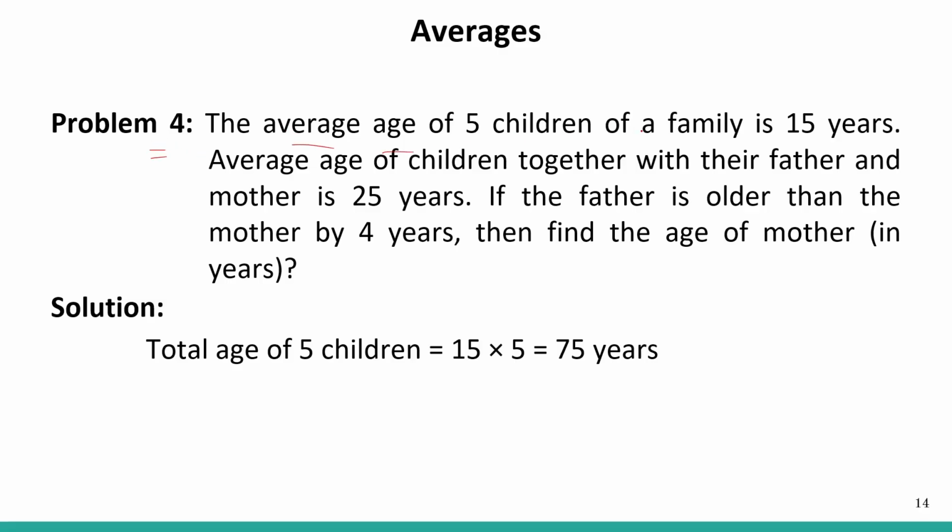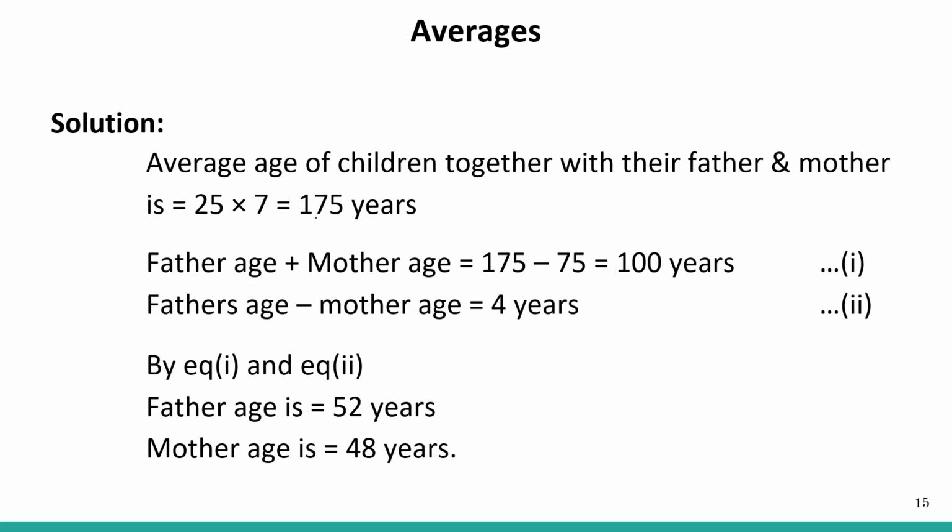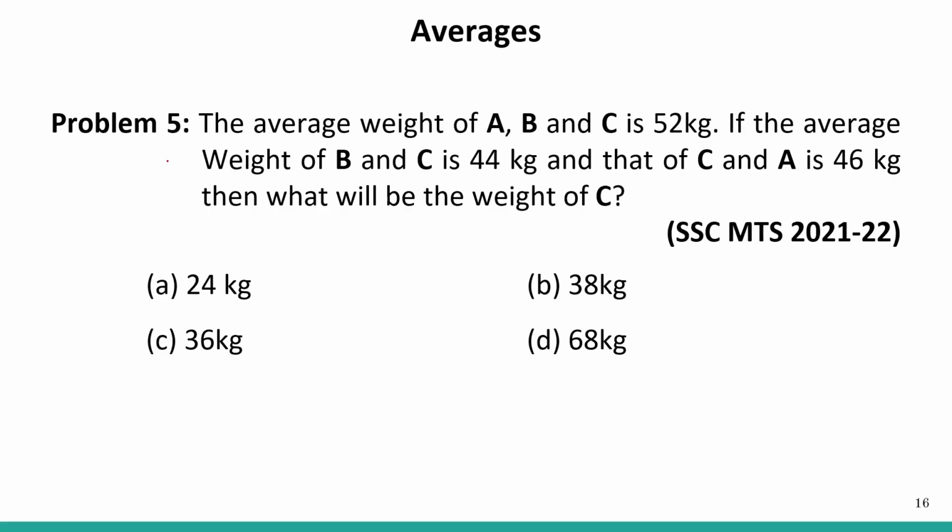The average age of 5 children of a family is this much. So let's see the step-by-step solution. Total age of 5 children will be 5 into 15, which is equal to 75 years. So solving them, what we are left with is 175 as the cumulative count of the whole family, including the father and mother. We have already calculated father's age plus mother's age is equal to 100 years, and father's age minus mother's age is 4 years. So solving these two equations, we are left with father's age as 52 and mother's age as 48. So let's go forward with problem number 5.